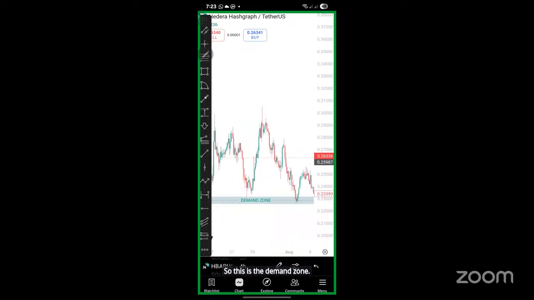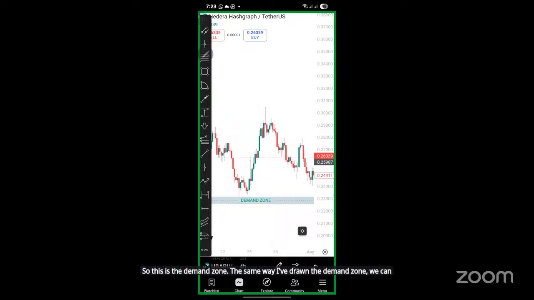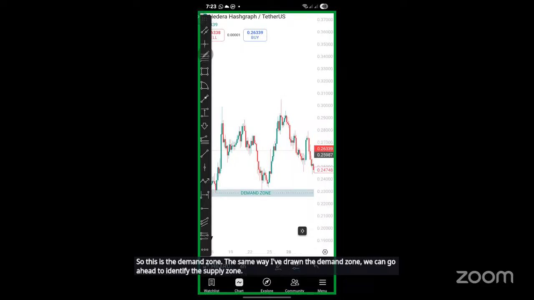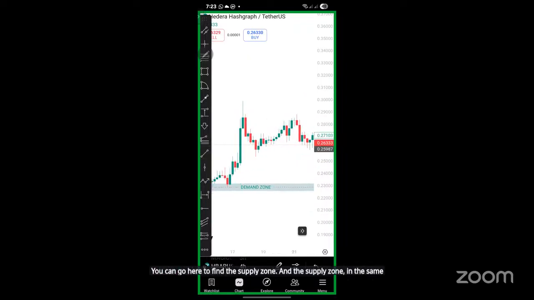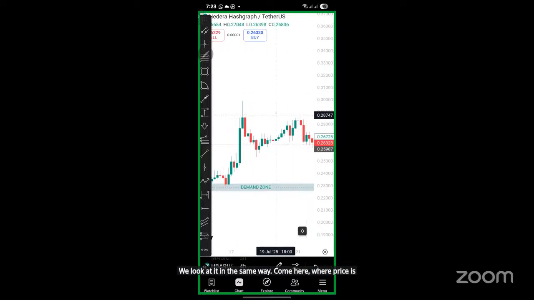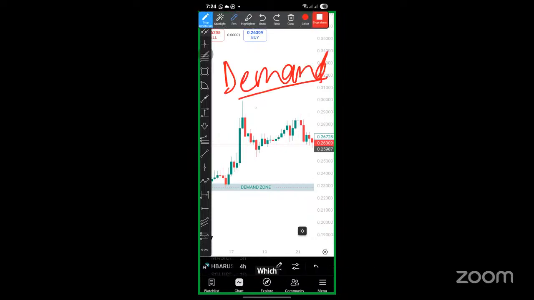The same way I've drawn the demand zone, we can go ahead to identify the supply zone. We look at it in the same way. Come here, where price is ending at this point here. Identify a small candle that is green, followed by a big volume candle that is red. That one is always called a pattern. Which pattern is this one here? Can you give the name to that pattern you're seeing there?